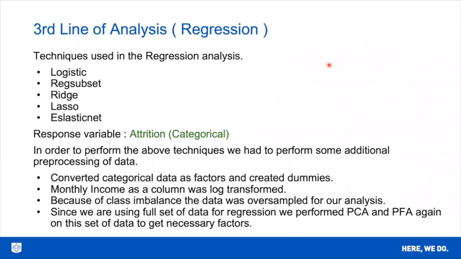And my third line of analysis is regression. To perform the regression analysis, since our response variable, attrition, was categorical, we went ahead with logistic, reg subset, ridge, lasso, and elastic net to check the performance of the models. In order to do that, we wanted to capture every variable that was there in our data, and so we performed the PCA and PFA again, having everything in the data set. So we converted the categorical data to factors and created dummies. As I mentioned earlier, monthly income was transformed to log, and we went ahead with the PCA for that.